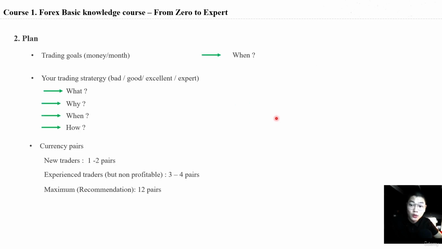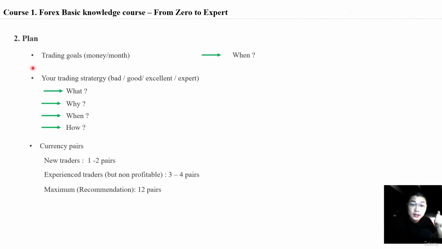And the next one, when you can recognize your ability, your trading, your strategies, everything, at this time you need to set up a plan for trading. The first one is trading goals. How much money you want to have in 1 month, when you can start to do that, and when you need to check it. It means that's the deadline for your target.